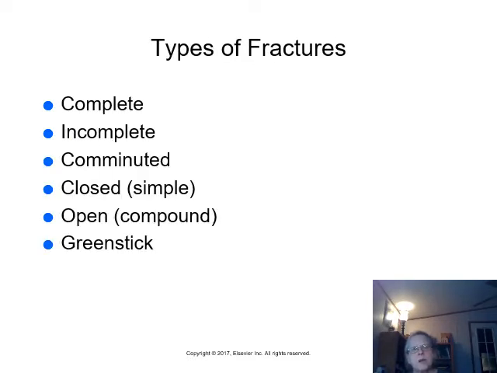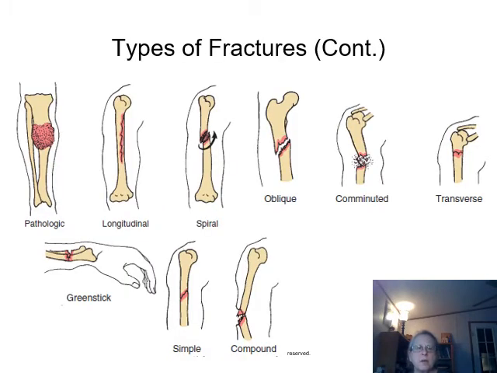Here is a list of types of fractures. Once again, you've got complete, incomplete, comminuted, closed, open, and green stick, which we will look at specifically. And here they are. Pathologic, a lot of times could be from tumors and stuff. I have longitudinal that goes along the bone line, up and down.